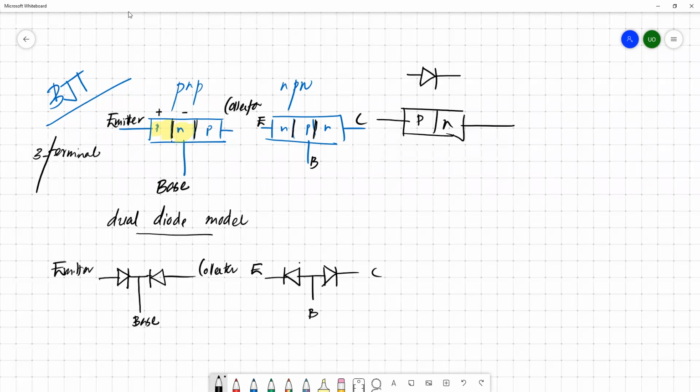For the PNP type, in both cases, we have two diodes which are back-to-back connected. In the PNP type, we connect these negative terminals back-to-back. And if it is an NPN type, we connect these positive terminals back-to-back and get a diode.